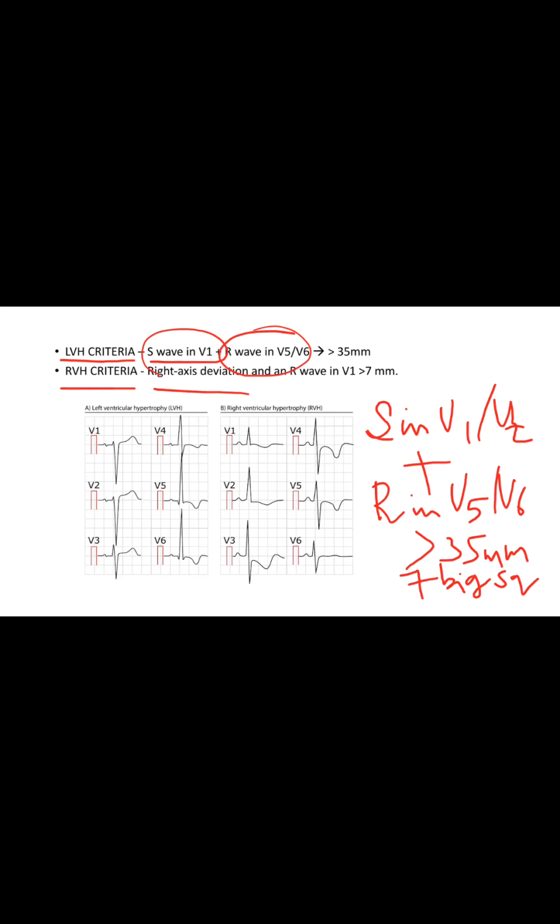RVH criteria is right axis deviation along with an R wave in V1 more than 7 mm. Usually the R wave in V1 is very small, but if it turns out to be large, it means it is a right ventricular hypertrophy. You can see that it's two big squares here. V1 R is two big squares. Two big squares means it is almost more than 7 mm, right? Then here, in V1, this is three big squares, and V6 or V5 also. You can see 1, 2, 3, and 4. That's more than 7 big squares or 35 mm.